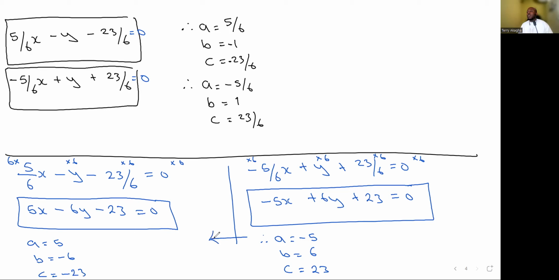So any of this will be correct for B, and any of this will be correct for what? A. All right? So if, for instance, you're told that A, B, and C are not integers, so the first one can work. But if they say A, B, and C are integers, definitely you have to then multiply by the denominator because you cannot have fractions. And then that will give you the answer.